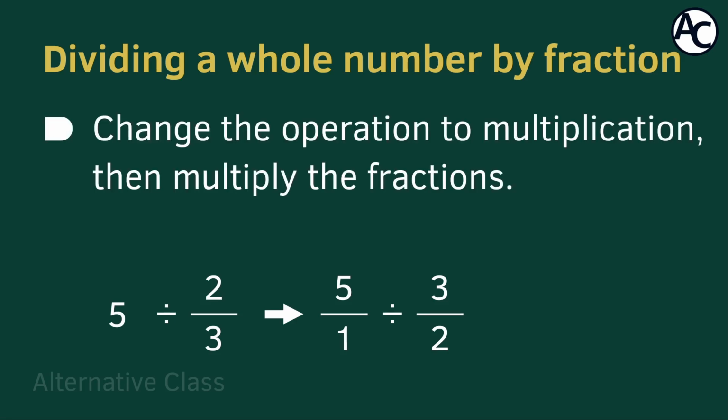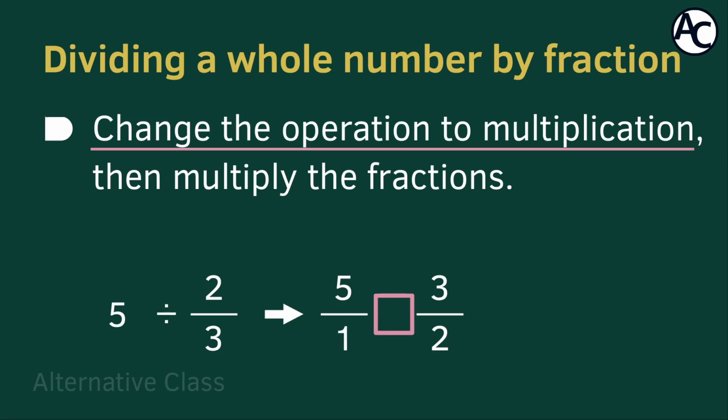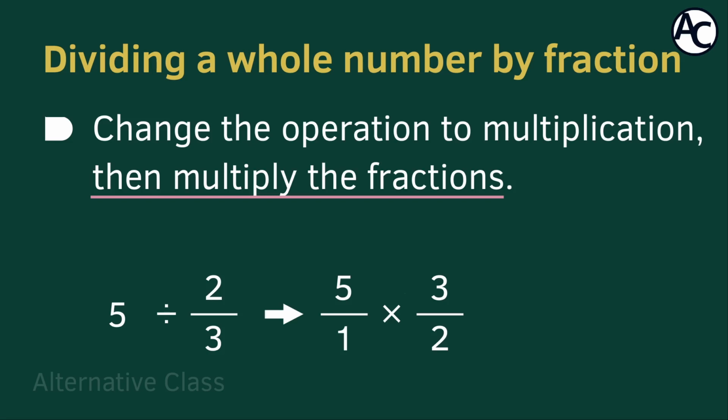Next, change the operation to multiplication, then multiply the fractions. Change the operation from division to multiplication. Then multiply the fractions. 5 times 3 is 15. 1 times 2 is 2. So 5 divided by 2/3 is 15/2.